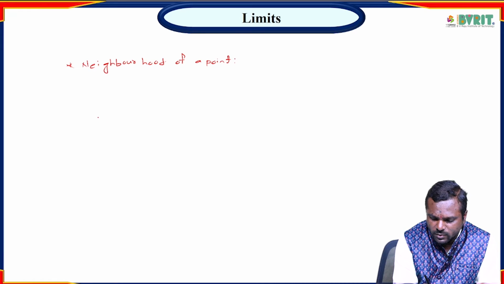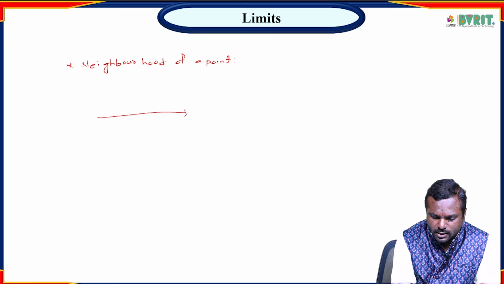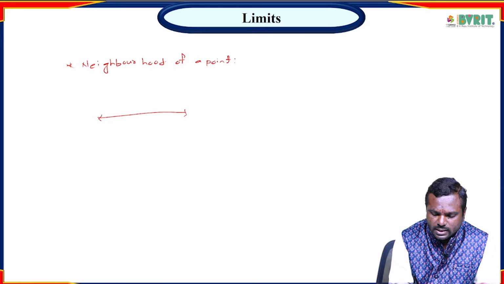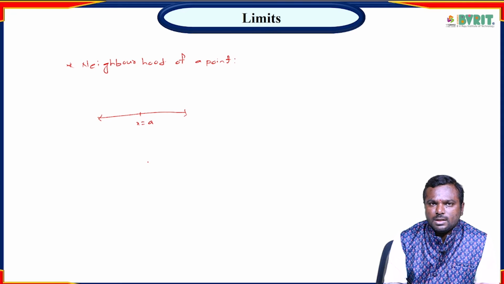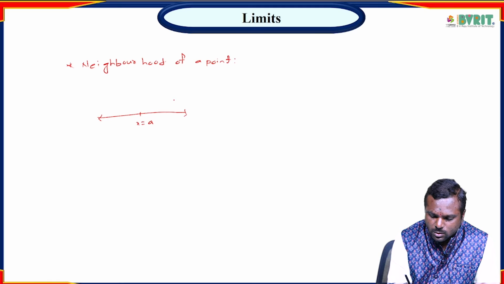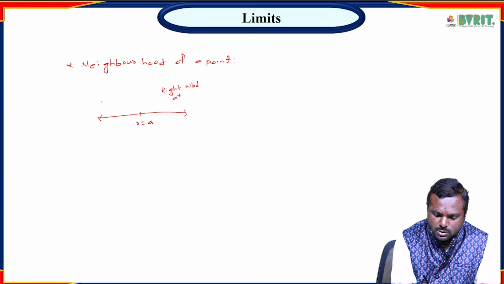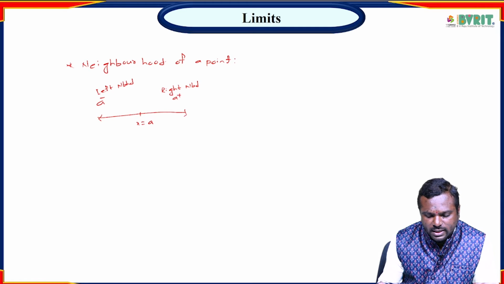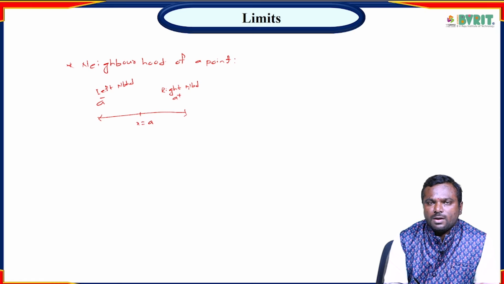For example, we are taking one real line. This is the real line. I am taking x is equal to a. This is exactly at x is equal to a. The right side is called the right neighborhood. The left is called the left neighborhood. The left neighborhood indicates a minus, the right neighborhood indicates a plus.